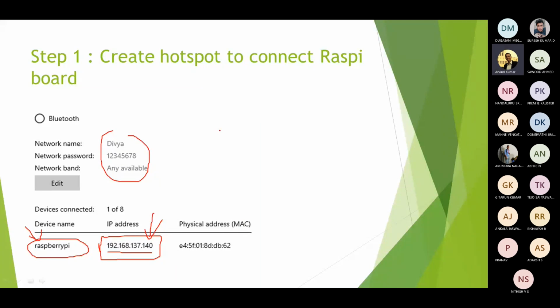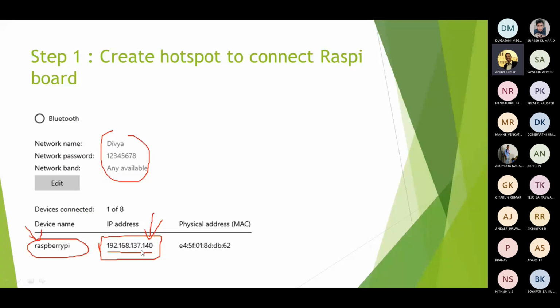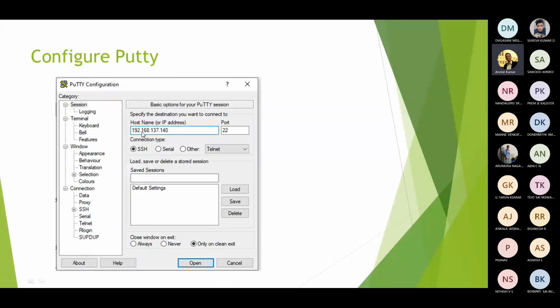Now you can open this software, PuTTY. You will open PuTTY and copy this IP address and paste it here. The same IP address, you have to paste it here. And then you will press open. You don't have to change anything else. You just have to copy paste this IP address and then press open.